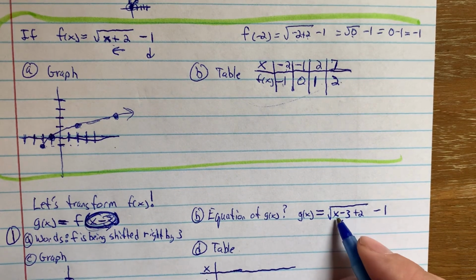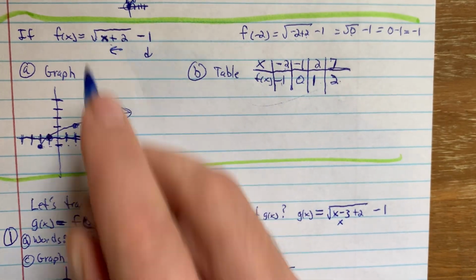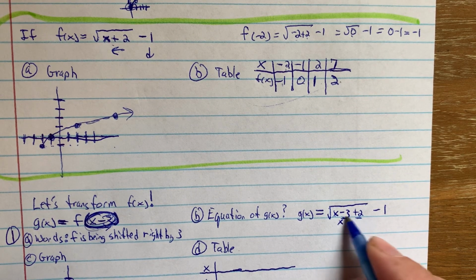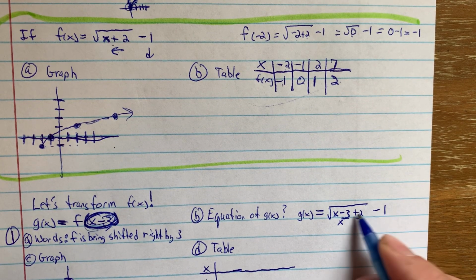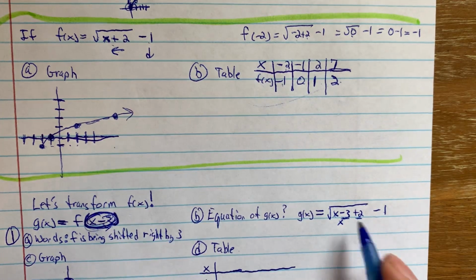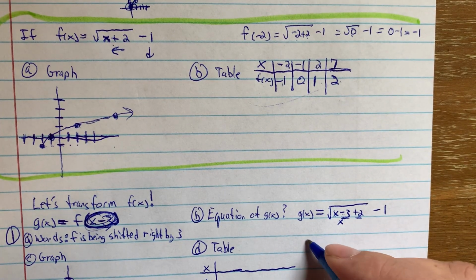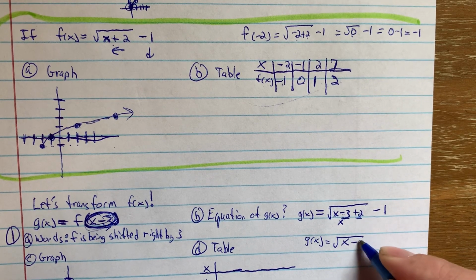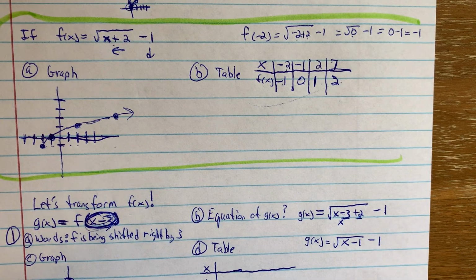And we can see that when we put x minus 3 in for x, the minus 3 and the plus 2 will combine because they're both inside of the square root. This minus 1 can't combine because it's outside of the square root, but both of these ended up inside. And so g of x equals square root of x minus 1, minus 1.